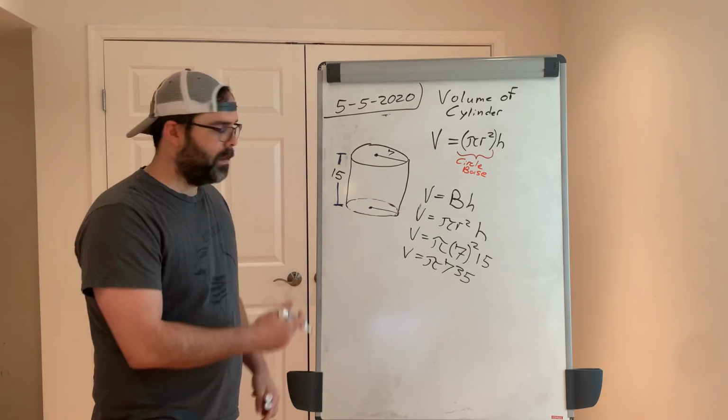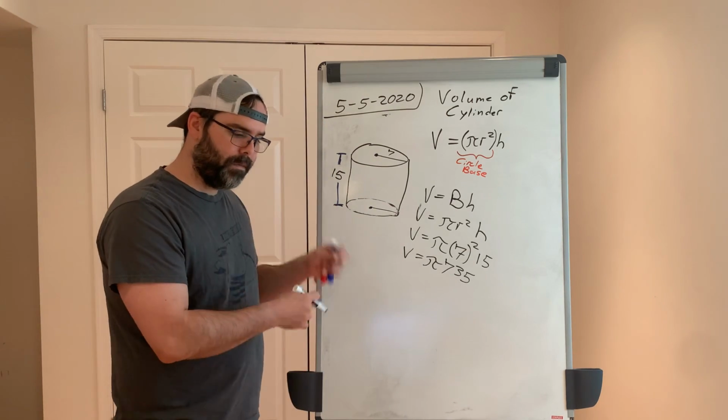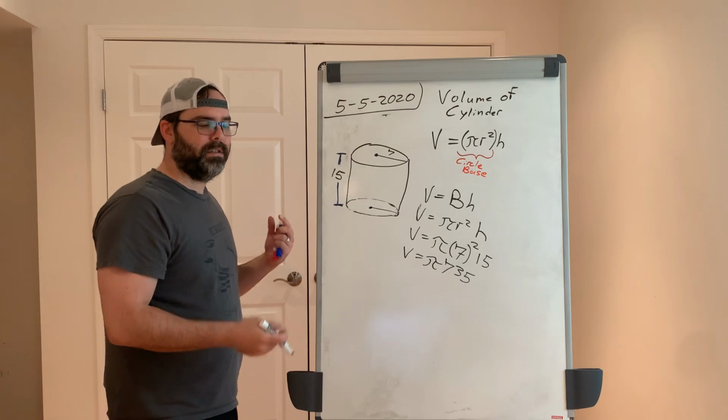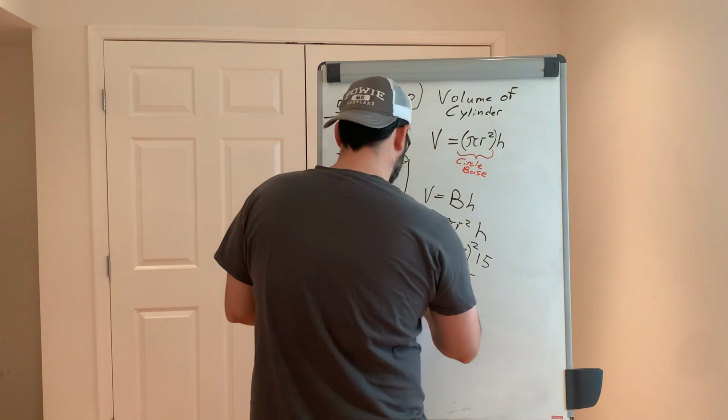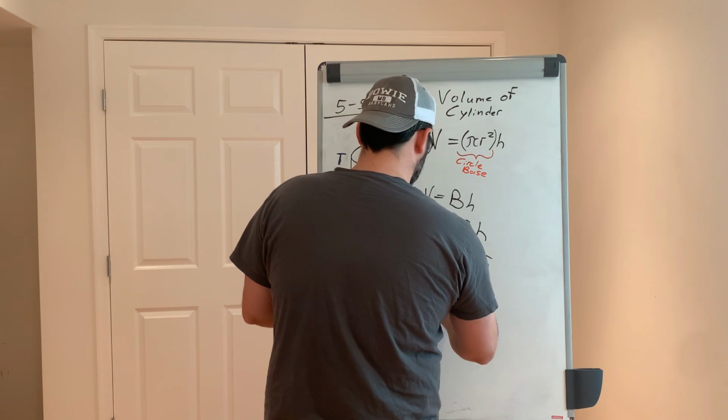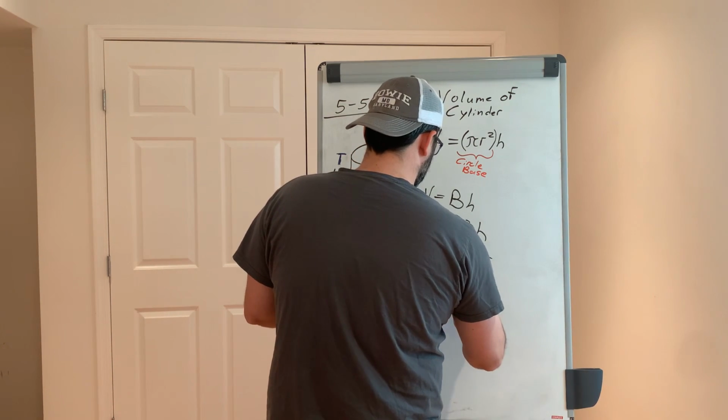Now we don't want to write it like this. We don't like the pi out front. We like to put it in the back. It's just the way that we write them. So this is actually volume equals 735 pi.